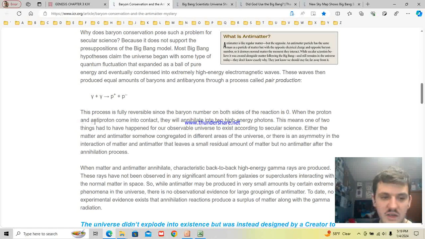When a proton and antiproton come into contact, they will annihilate into two high-energy photons. This means that one of two things will have happened in the observable universe, according to secular science: either matter and antimatter somehow congregate in different areas of the universe, or there is an asymmetry in the direction of matter, and the antimatter annihilation leaves a small initial amount of matter, but there's no antimatter after the annihilation process.